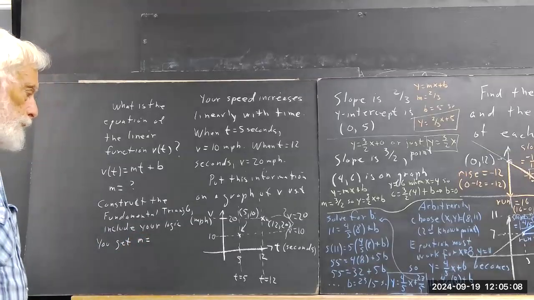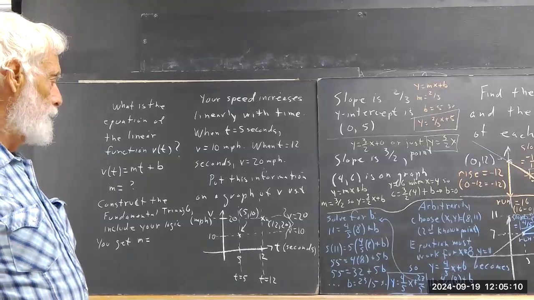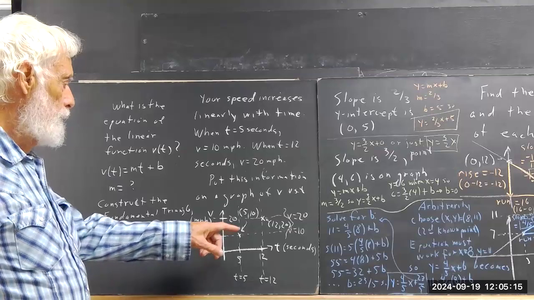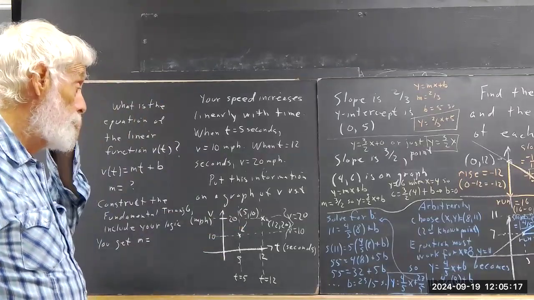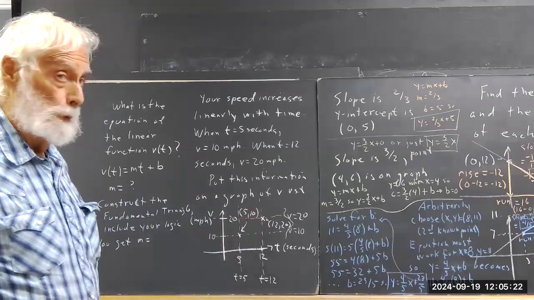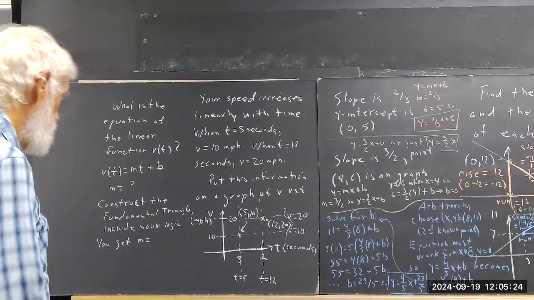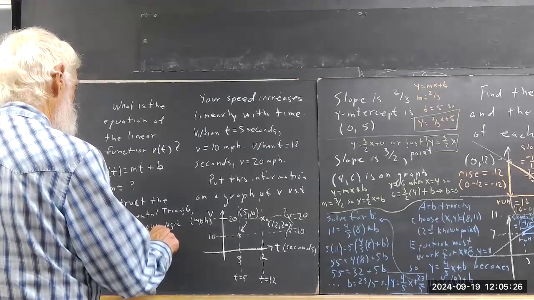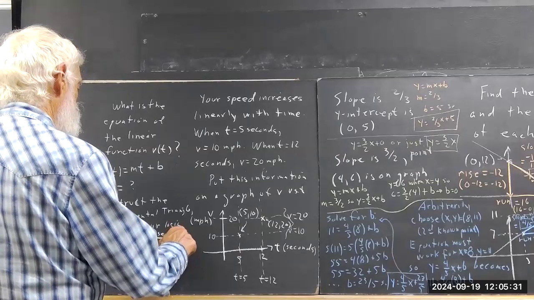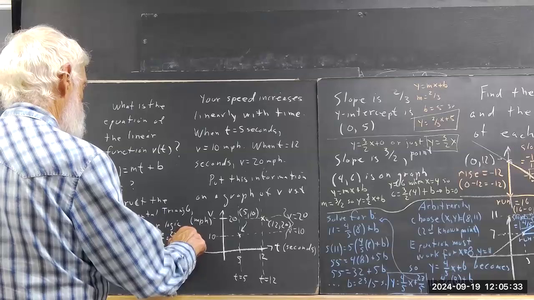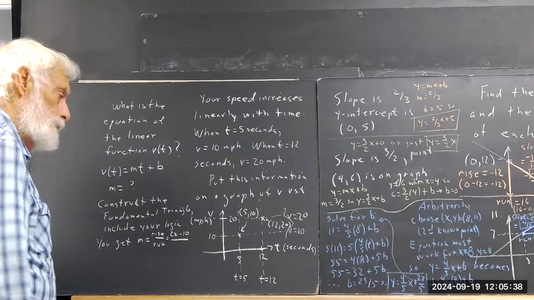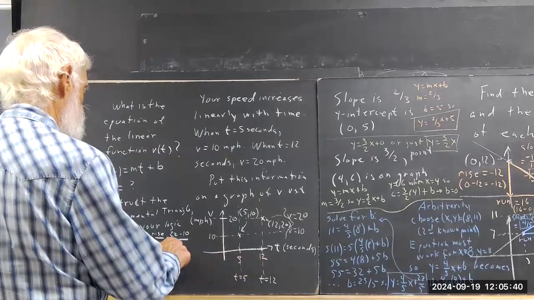Now I'm going to just cut to the chase. Your rise is going to be from 10 to 20, right? So it's going to be 20 minus 10, or 10. And your run is going to be from 5 to 12.